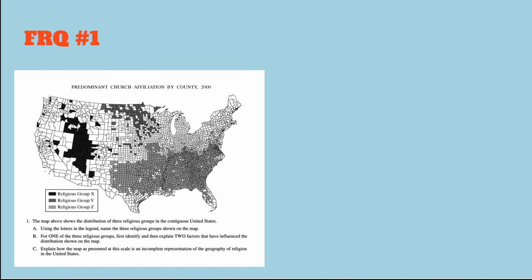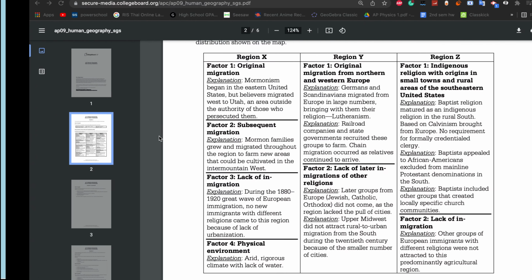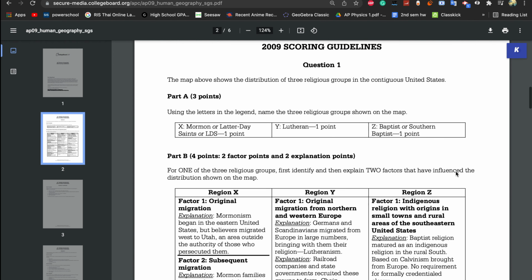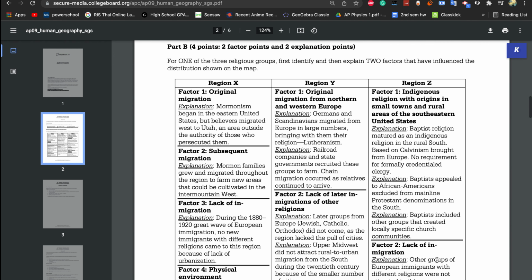Because unlike disease, which is a contagious diffusion, most of the migration of people is usually locational. That's migrational. So they move from one place to another. So you can use migration a lot to explain a lot of these. Even for the Baptists, you could talk about migration.